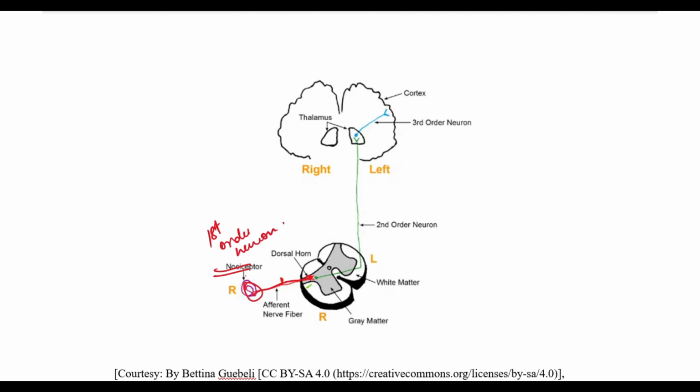Then we have the pathway from the dorsal horn of the neuron all the way up to the thalamus. This will be your second order neuron. And then from here, from the thalamus to the higher brain centers, we have the third order neuron.